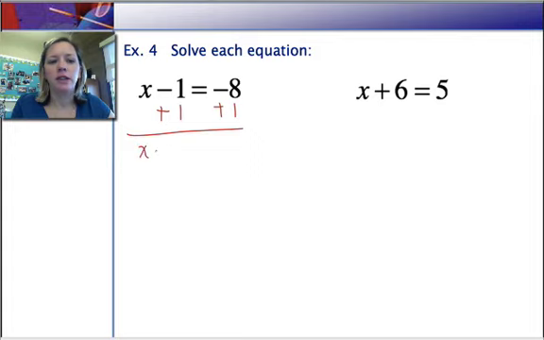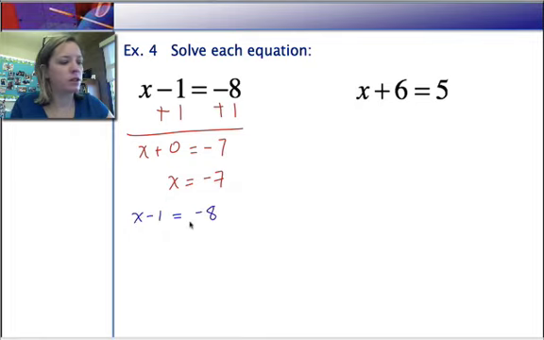So this gives me x plus 0 because negative 1 plus 1 is 0. And on the right, negative 8 plus 1 is negative 7. So that means x is equal to negative 7. Now we're going to check it. So to check it, we write our equation.